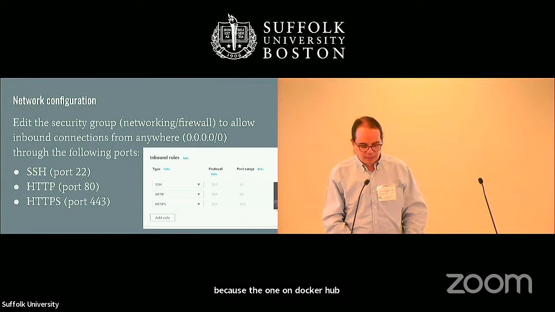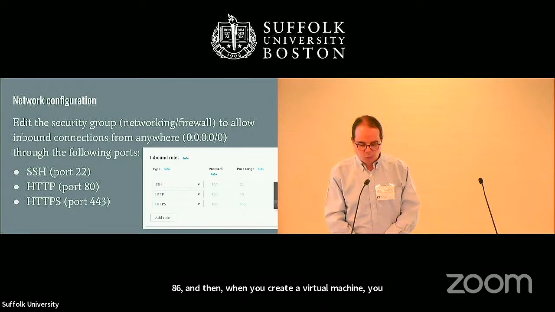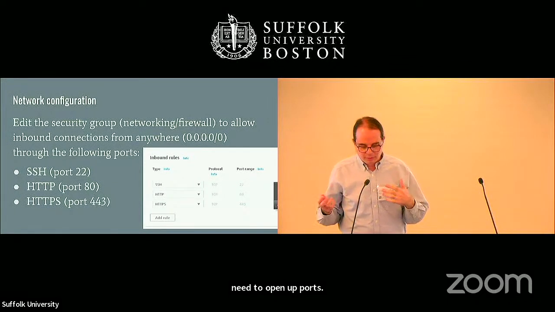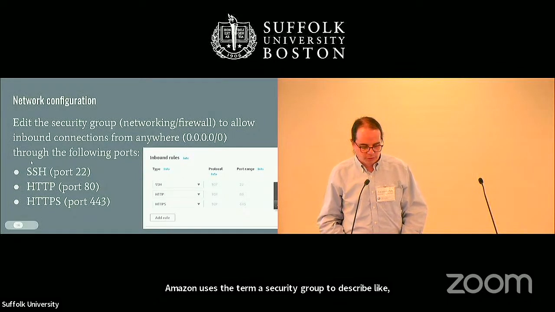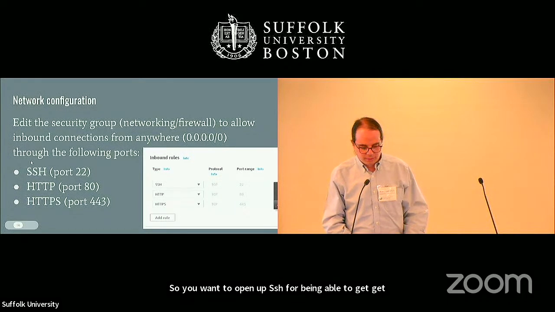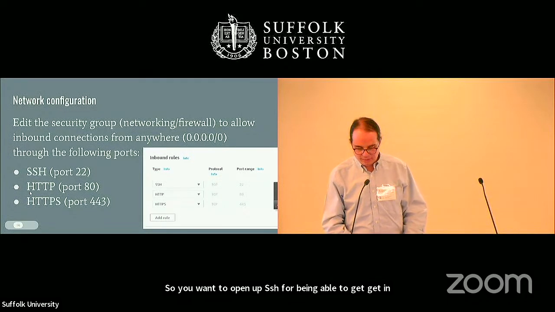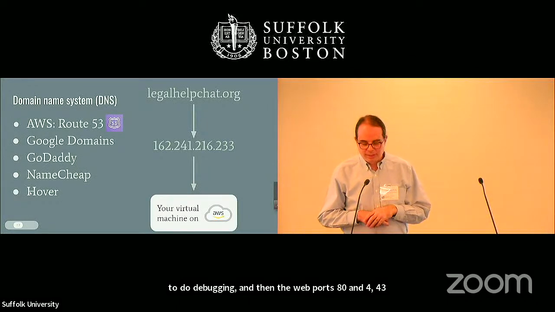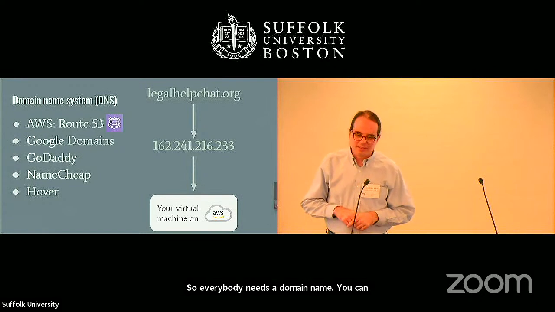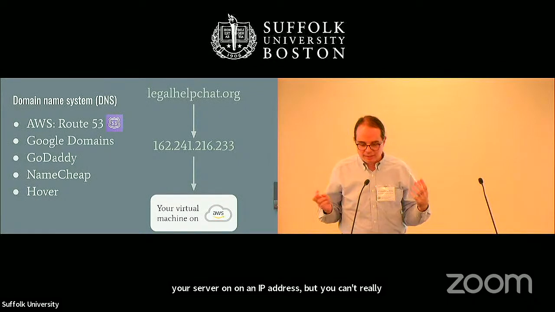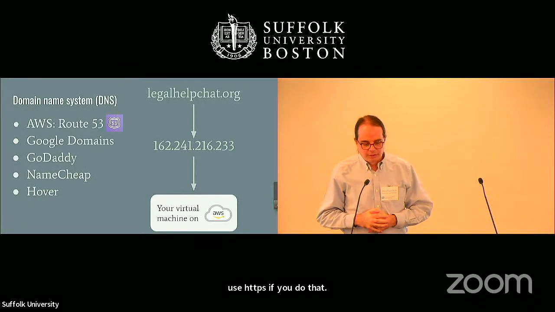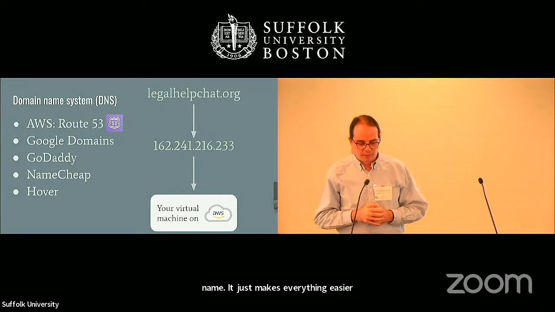And then when you create a virtual machine, you need to open up ports. Amazon uses the term a security group to describe who can access which ports of the computer. So you want to open up SSH for being able to get in to do debugging, and then the web ports 80 and 443. So everybody needs a domain name. You can try to run your server on an IP address, but you can't really use HTTPS if you do that. So I really recommend everybody get your own domain name. It just makes everything easier. You can do that within Route 53, which is AWS's offering.